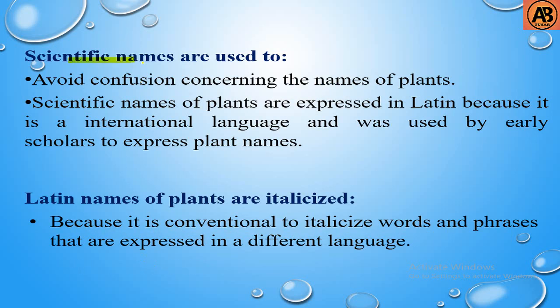Scientific names are used to avoid confusion concerning the names of plants. Scientific names of plants are expressed in Latin because it is an international language and was used by early scholars to express plant names. Then, Latin names of plants are italicized because it is conventional to italicize words and phrases that are expressed in a different language.